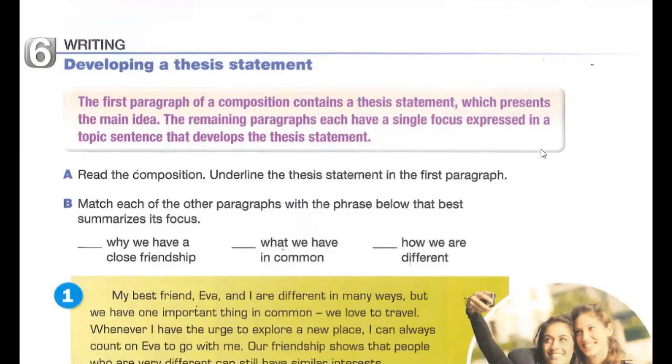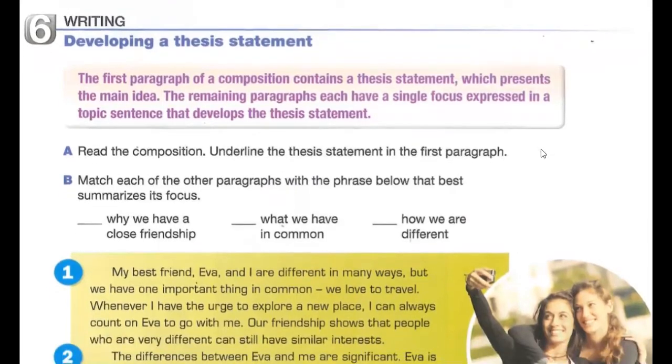Okay, let us take a look again. How to develop a thesis statement. The first paragraph of a composition contains a thesis statement which presents the main idea. The remaining paragraphs each have a single focus expressed in a topic sentence that develops the thesis statement.